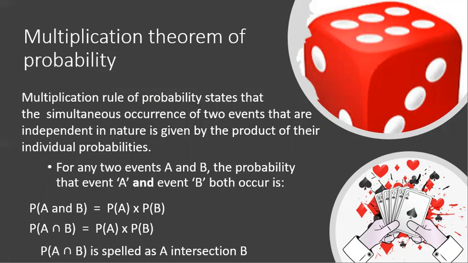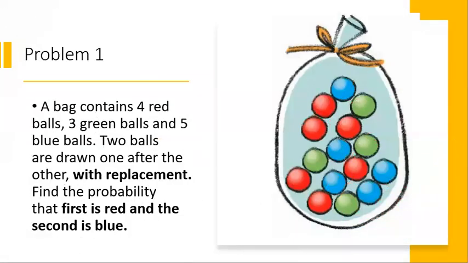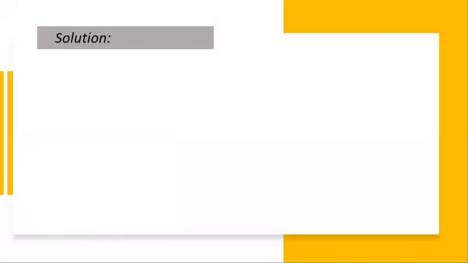Now let us solve a problem with the multiplication rule. A bag contains 4 red balls, 3 green balls, and 5 blue balls. 2 balls are drawn one after another with replacement. Find the probability that the first is red and the second is blue. Here, mind the term with replacement. With replacement means first we take out one ball from the bag, we see the color, and we put it back inside the bag and mix it with the other balls. So let's find the solution.